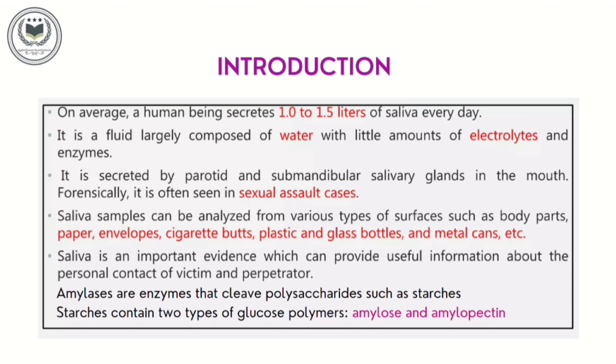A saliva sample can be identified or analyzed from various types of surfaces at a crime scene, such as body parts, paper, envelopes, cigarette butts, plastic, glass bottles, metal cans and many more. Saliva secretes the enzyme amylase, which can break down a polysaccharide into monosaccharides. For example, starch can be broken down into glucose and maltose. Starch contains two types of glucose polymers, amylose and amylopectin.